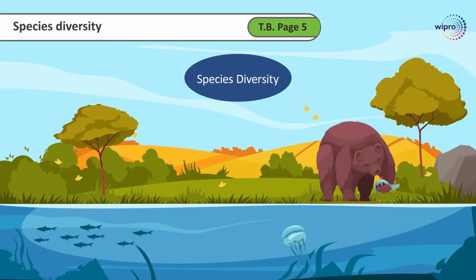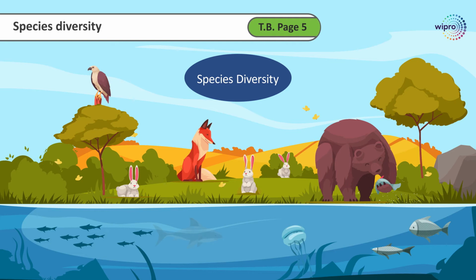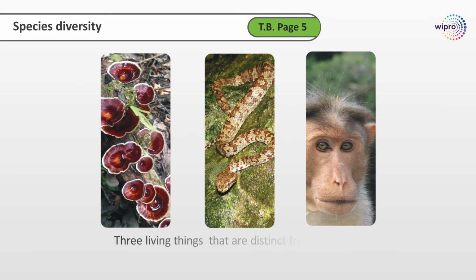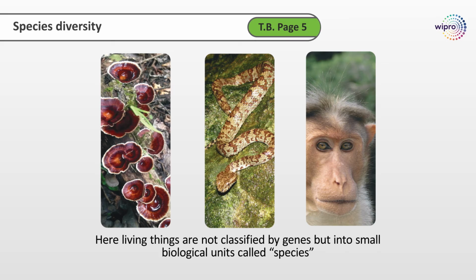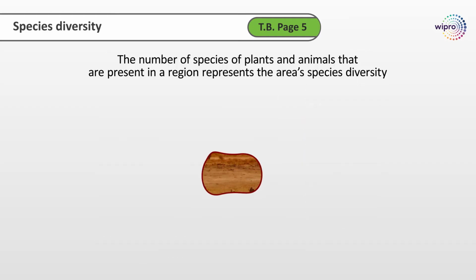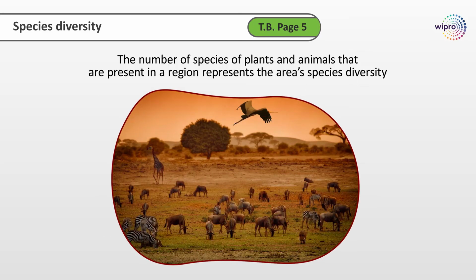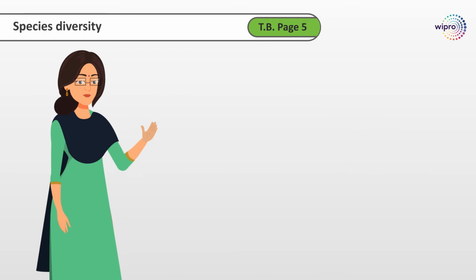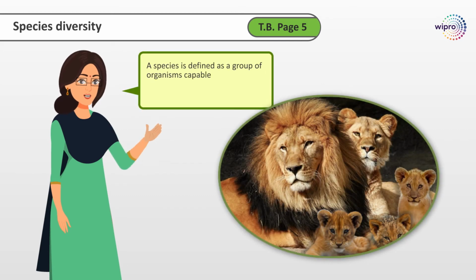Species diversity is the number of different species living in a particular location and their corresponding abundance. For example, these images are of 3 living things that are distinct from each other. They have their own unique set of physical traits, such as shape, size, and structure. Here, living things are not classified by genes, but into small biological units called species. The number of species of plants and animals that are present in a region represents the area's species diversity. A species is defined as a group of organisms capable of interbreeding and producing fertile offspring.